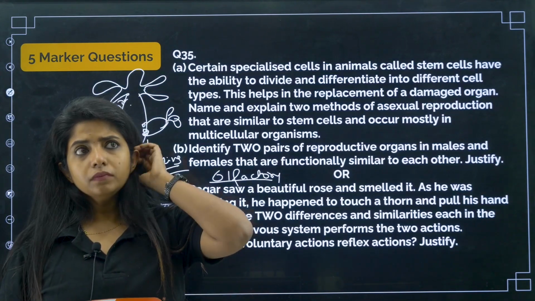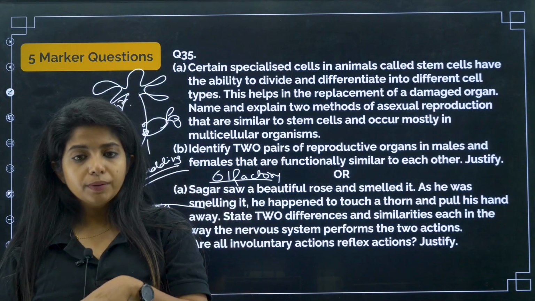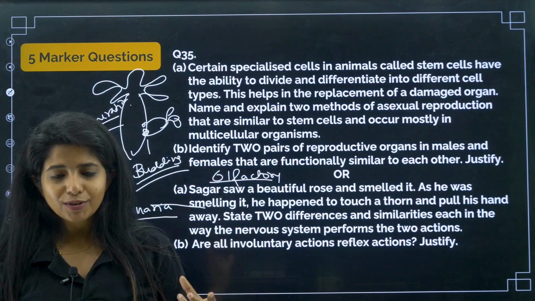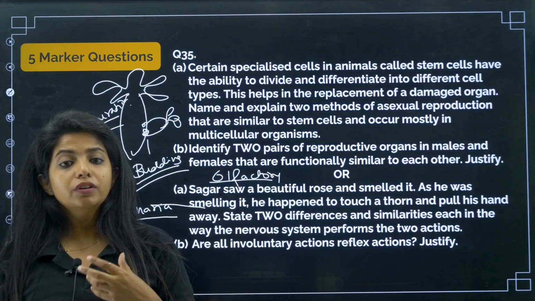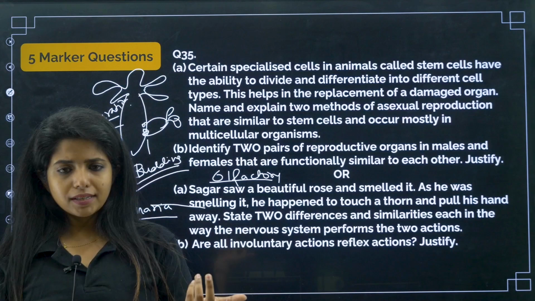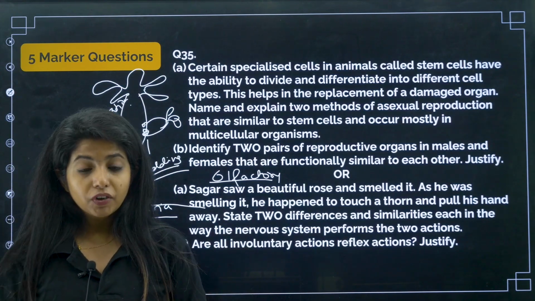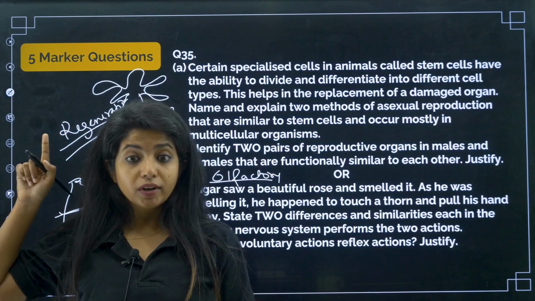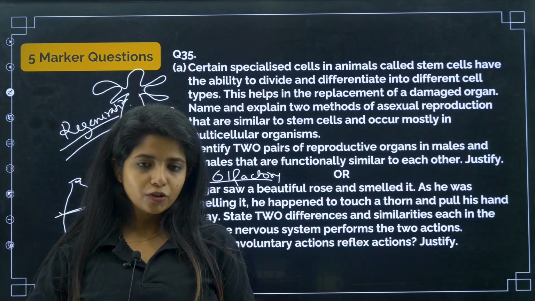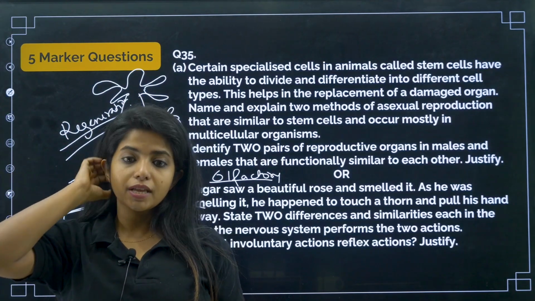Now, this is actually a voluntary action that you are seeing, right? Isn't it a voluntary action? You are controlling it, you are going to smell it, and the whole thing happens. What about touching a thorn? When you touch a thorn and pull your hand away, this is a reflex action, my dear children. This is a reflex action that is taking place.